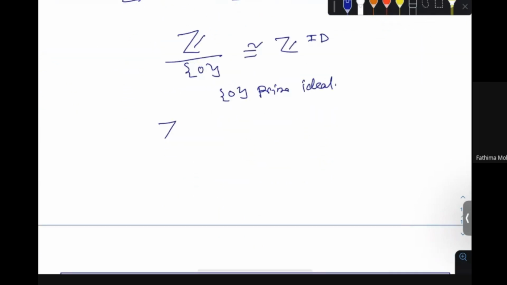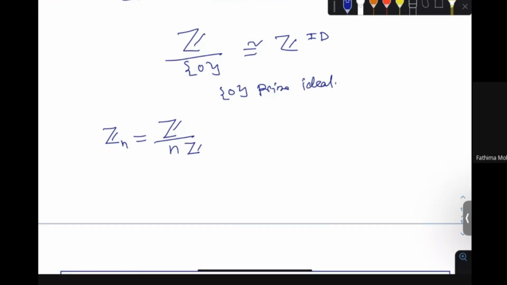Now Z by nZ, that is precisely notationally the same. And we know that, right? We know something. This is a field if and only if n is prime. Not even an integral domain if and only if n is composite.